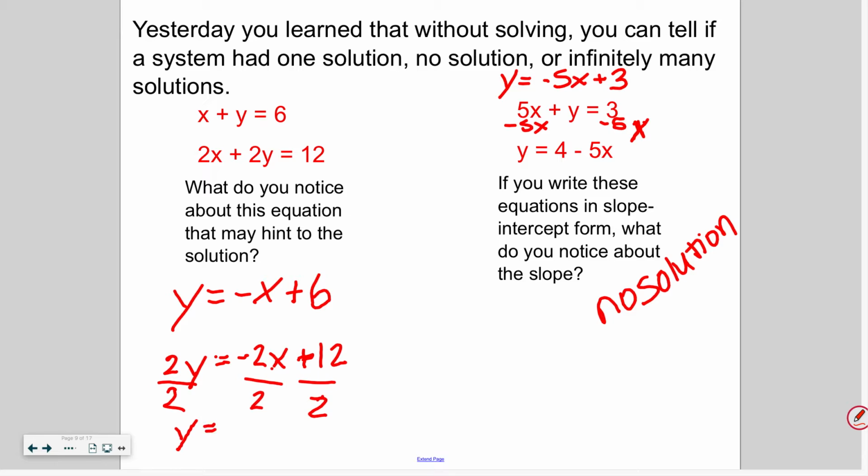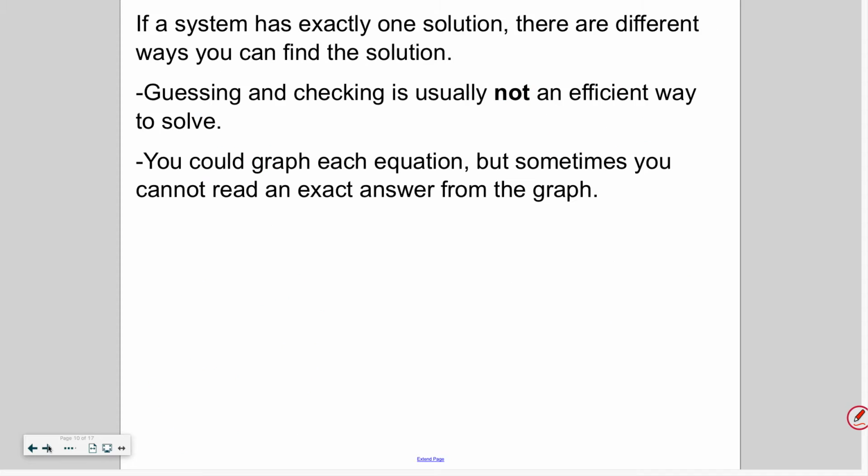Y equals negative x plus 6. So what do you notice now? It's infinite. An infinite number of solutions. Good. Okay, so the system definitely has a solution.